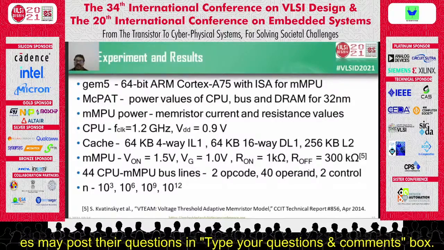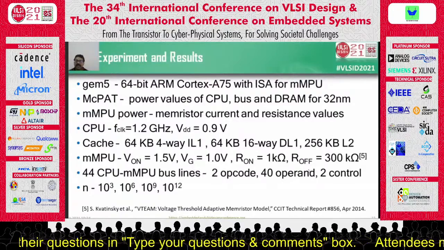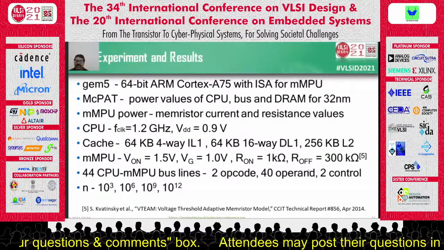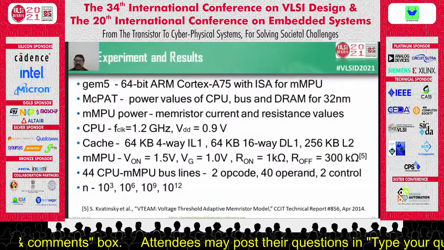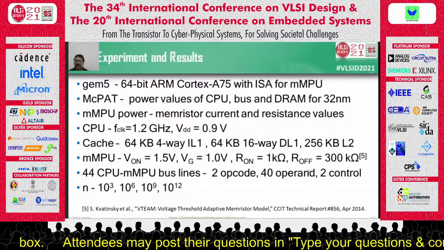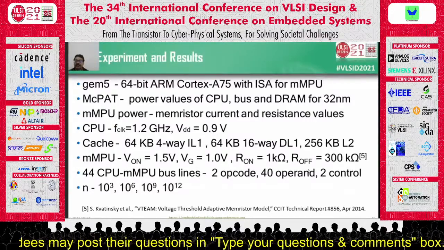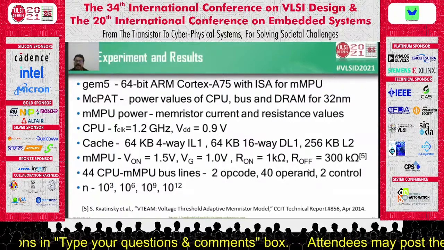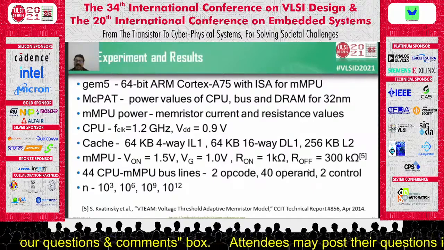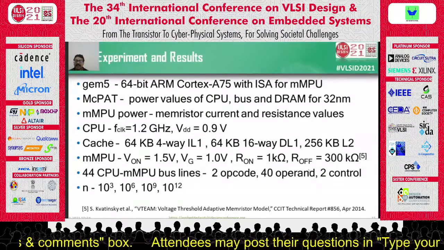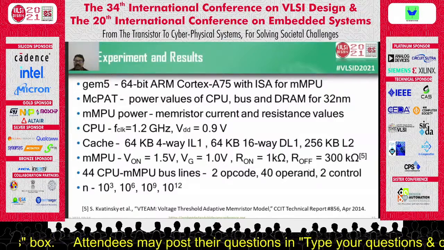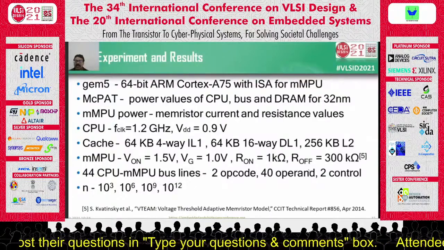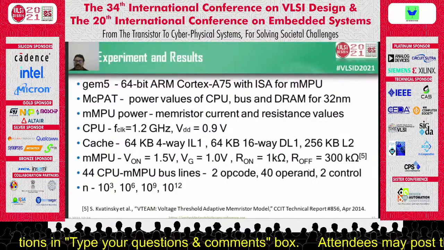The CPU speed has been considered 1.2 gigahertz, and the supply voltage for the CPU is 0.9 volt, while there are L1 data and instruction caches of 64 KB each, and an L2 unified cache of 256 kilobytes. The MMPU has a voltage for set and reset of 1.5 volt, while the operation voltage of the gates is 1.0 volt, and R on and R off are 1 kilo ohm and 300 kilo ohm respectively.